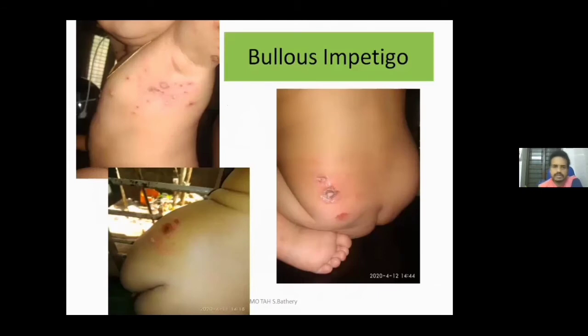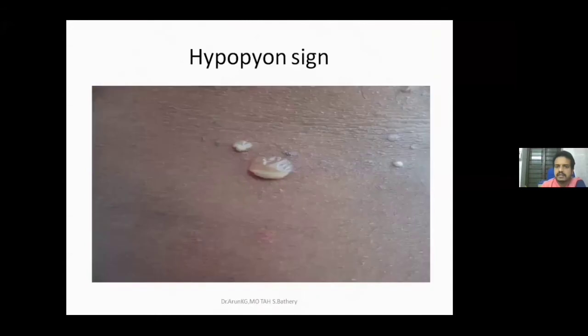Then bullous impetigo. Usually small children get this kind of infection. Here there will be pus-filled vesicles and bullae. The confirmatory feature is the hypopyon sign. If you see this hypopyon sign, clinically we can diagnose bullous impetigo. The hypopyon sign is that in the loose bullae, there will be pus at the bottom.